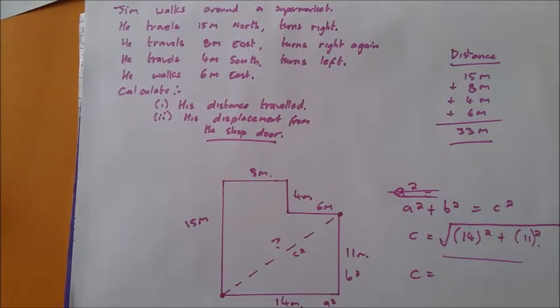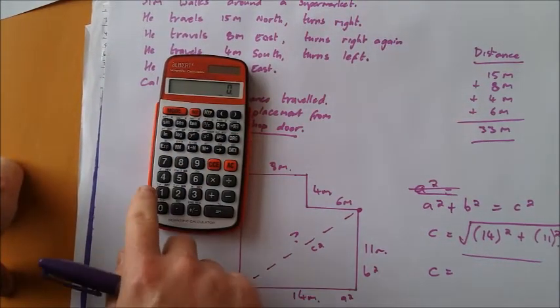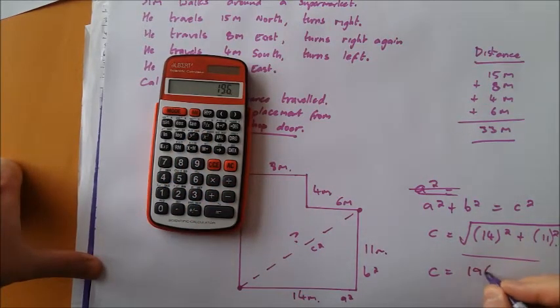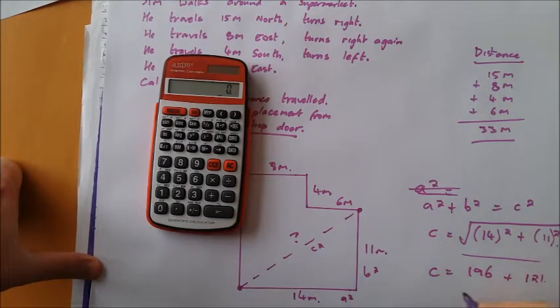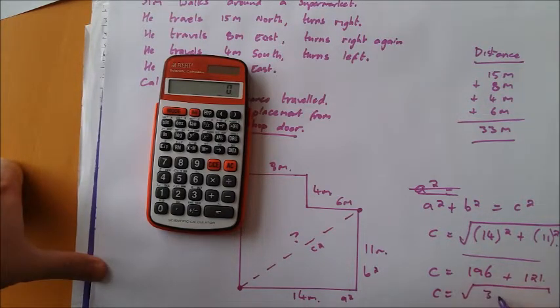Sorry about that, I was just about to sneeze, didn't want you to hear that on camera. Anyway, here we go then, using trusty Albert, 14 squared is 196, 11 squared we all know is 121. If you add those two values together and square root it, that'll give you 315.